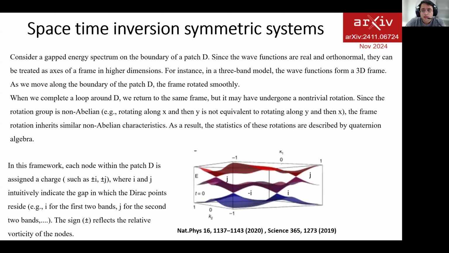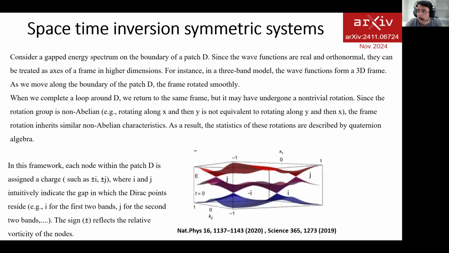There is another picture, which is the 1D picture. Suppose that you consider a momentum path along these nodes, and assume that all energy levels on the border of that patch are gapped out.